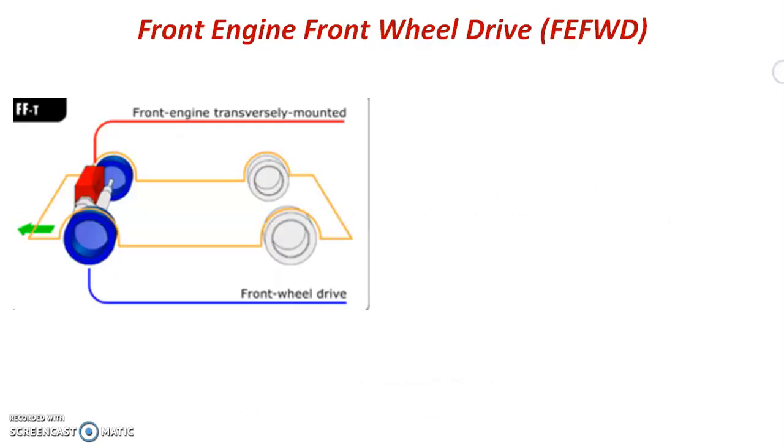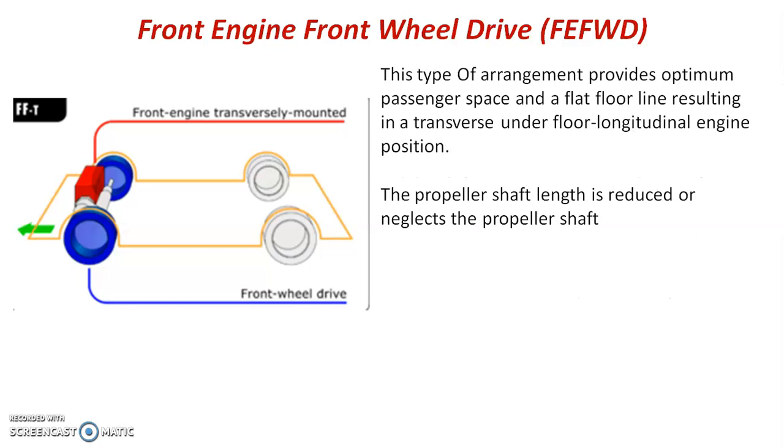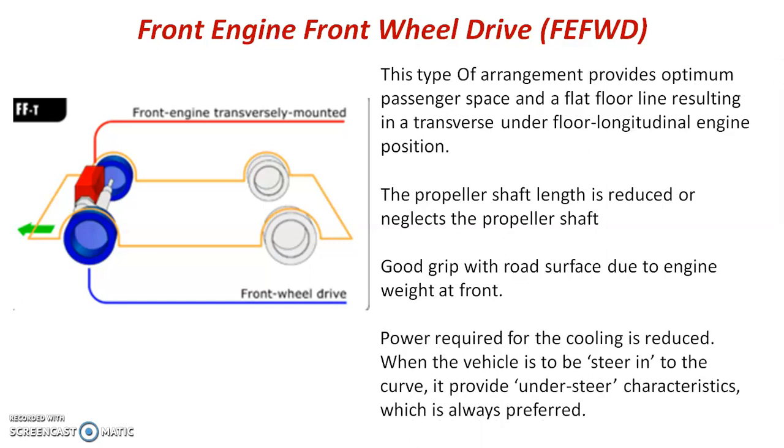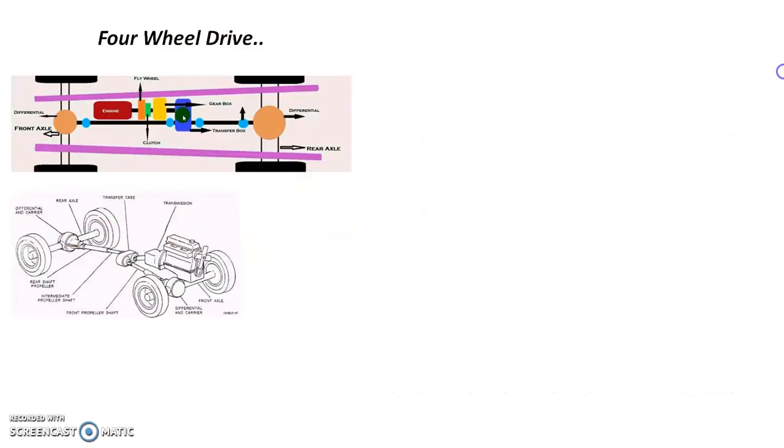This is the figure for front engine front wheel drive. This type of arrangement provides optimum passenger space and flat floor line, resulting in transmission under floor with longitudinal engine position. The propeller shaft length is reduced or the propeller shaft is eliminated. Good grip with the road surface due to engine weight at the front. Power required for the cooling is reduced when the vehicle is to be steered into the curve. It provides understeer characteristics which is always preferred.